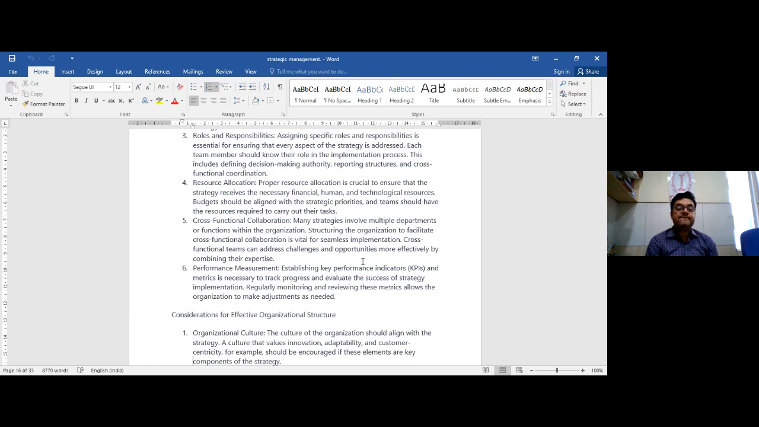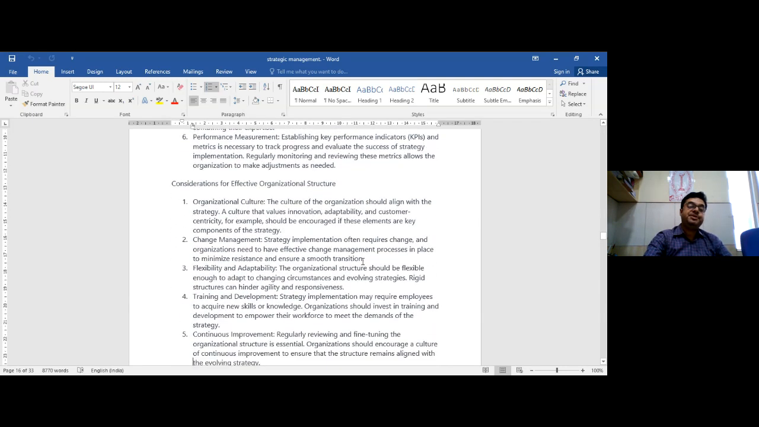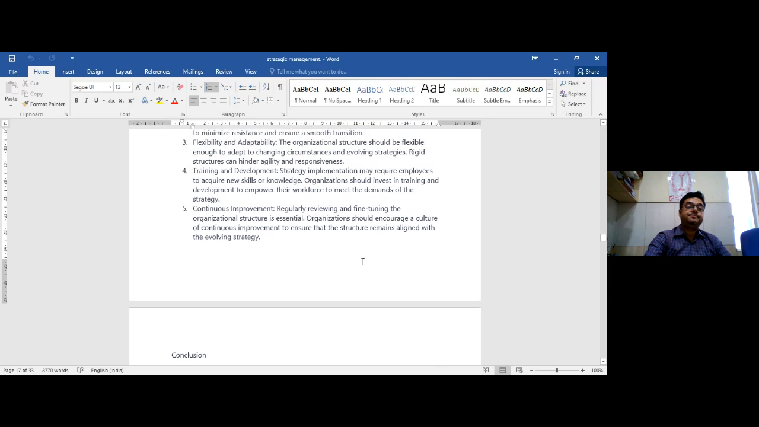So innovation, adaptability, and customer centricity, they need to be encouraged, as these elements are key components of any strategic management process.